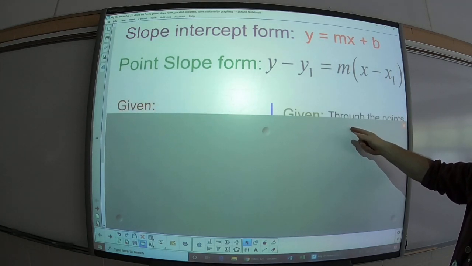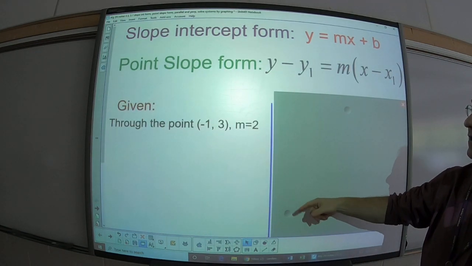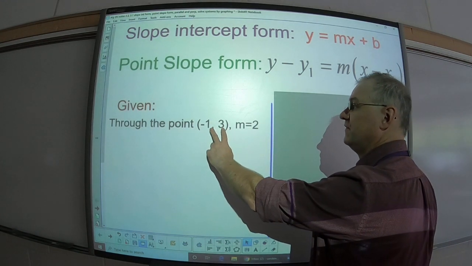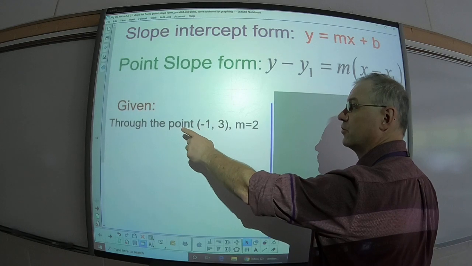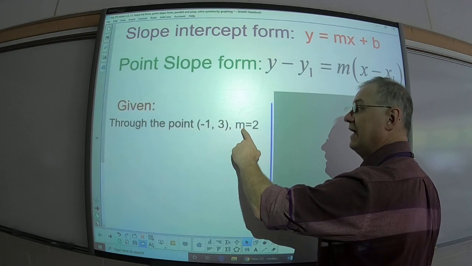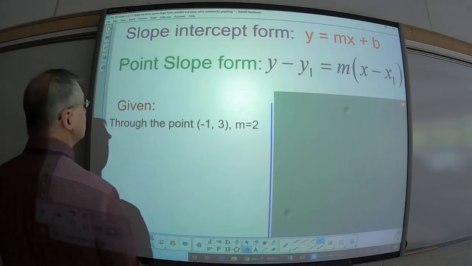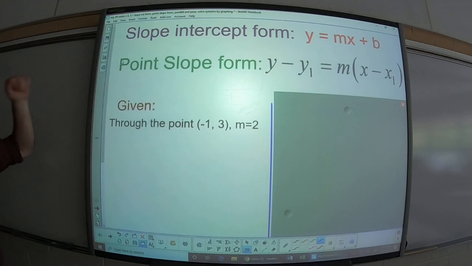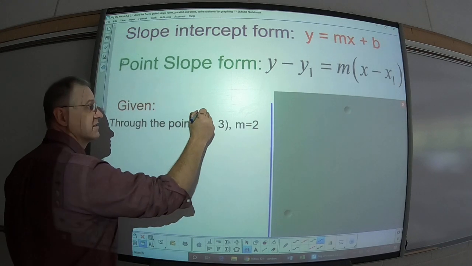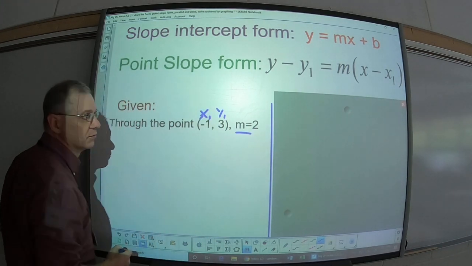All right, so let's start with this side. Given a situation where you're given this point, negative 1, 3, that it goes through this point, the line you're trying to get the equation of, and the slope is 2. So what I'm going to do is use my point slope form, and I'm going to fill in the values. So this is x1, y1, and slope.